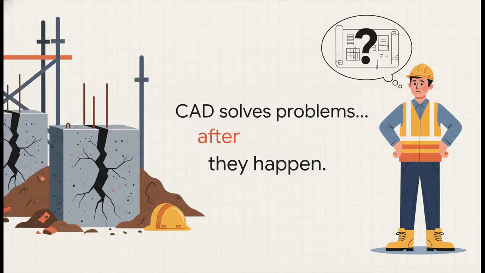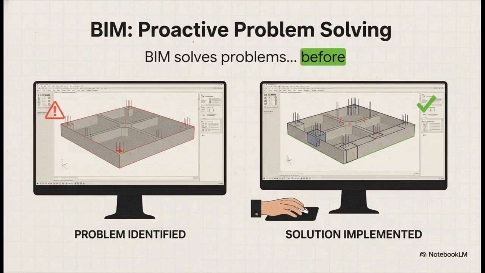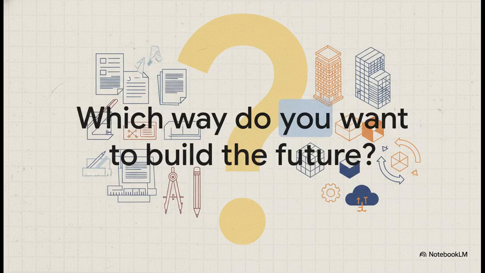So let's just simplify everything down to its core. The CAD workflow, that digital paper method, it's reactive. It helps you solve problems, sure, but only after they've already happened on site. And this, right here, is the real power of BIM. It is proactive. When it's used correctly as a system, it helps you solve problems before they even have a chance to exist in the real world. So the question isn't just about which software to use. It's about choosing to solve problems before they happen. It's about deciding which way do you want to build the future.